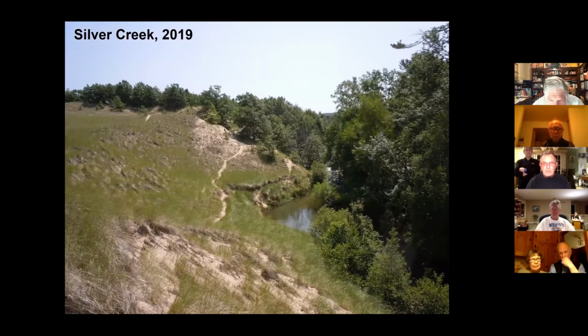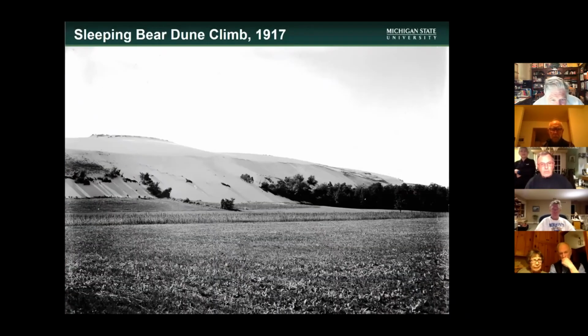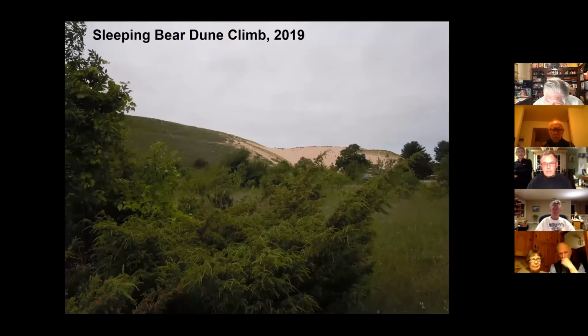So very, very different. And then Sleeping Bear, the famous Sleeping Bear dune climb, 1917. Finding the pictures was half the fun. Maybe some of you have taken this. There it is today, 2019. Even with all those people climbing this thing on a regular basis, it's a lot more vegetated.